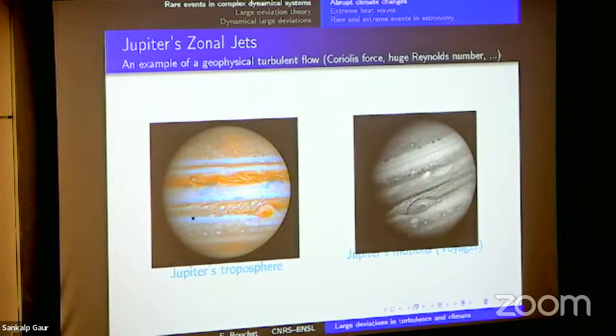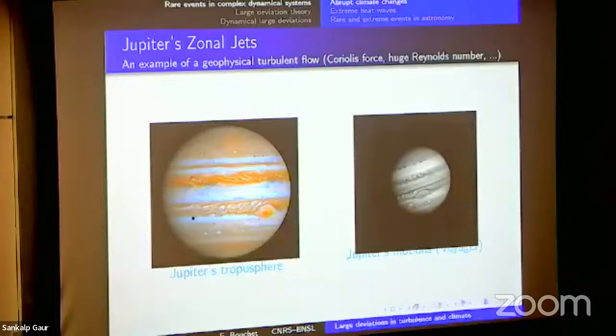The fact that there are bands like that means that the turbulent flow is nearly oriented in the east-west direction. Of course, there are also vortices. You can see here the Great Red Spot, a giant anticyclone, and here the white ovals, which were smaller anticyclones. But you see that mainly the flow is in the east-west direction. And here you see a very old picture, a set of pictures that come from Voyager data. So this was very long ago.